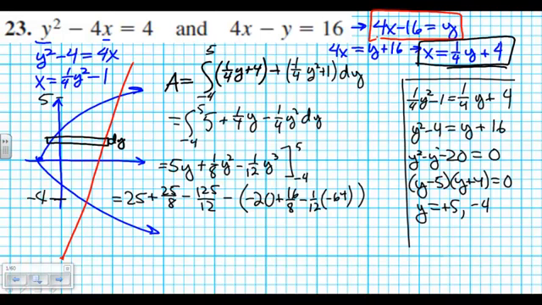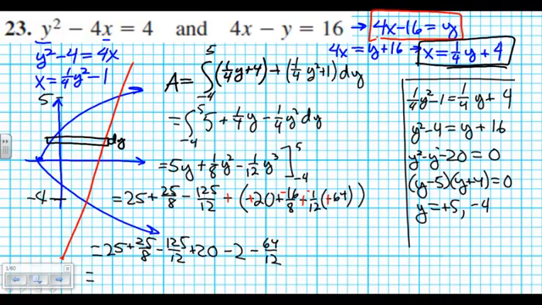So, double negatives there. Then distribute this negative through. And what do we end up with when everything's done? A mess. 25 plus 25 over 8 minus 125 over 12. Plus 20 minus 2 minus 64 over 12.